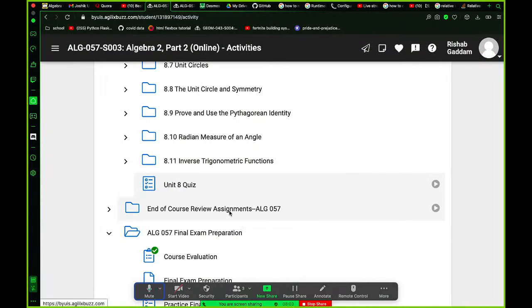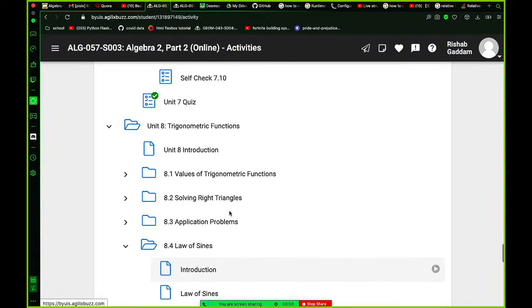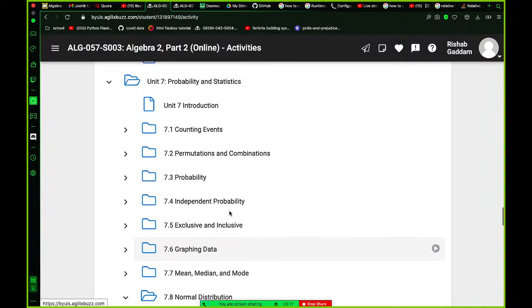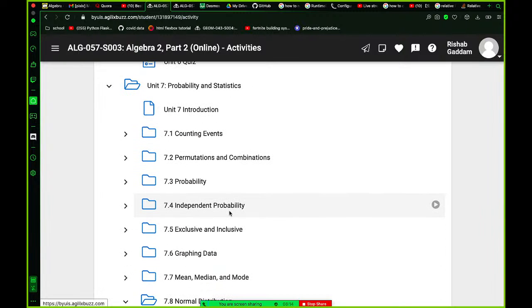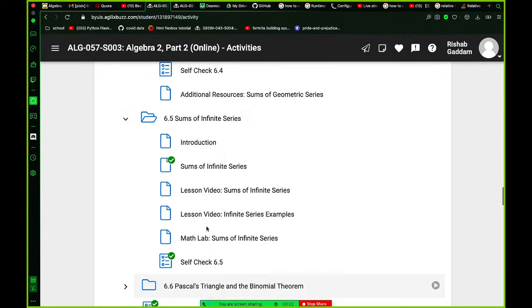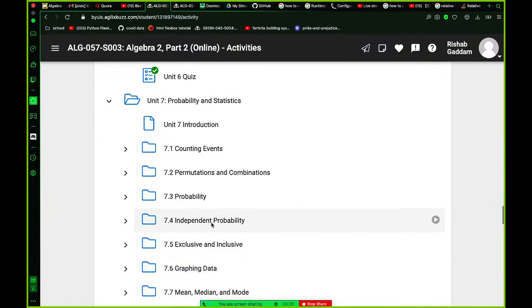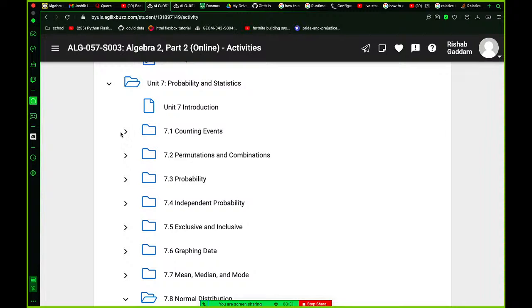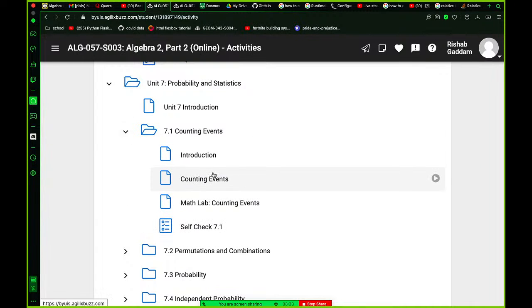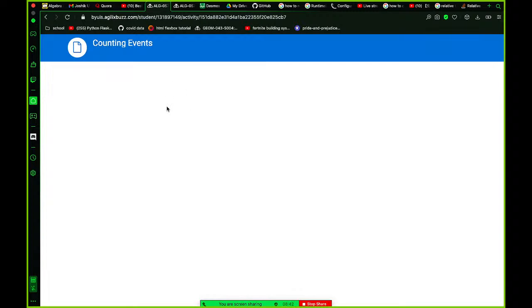Okay, everybody. So let's get started. So today we're going to be learning about probability and statistics. Yesterday, as you may have remembered, we finished doing the sequences and series, arithmetic series and geometric series and stuff like that. Today we're going to be learning about probability and statistics. So let's start off with counting events. This is super simple and easy. So yeah, let's get started.